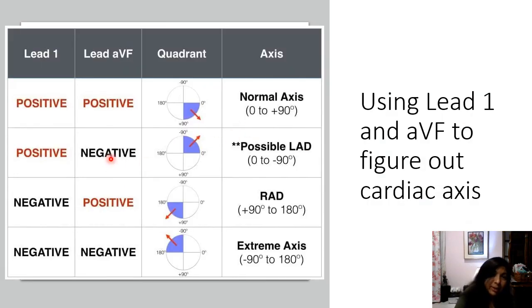This is a table showing you how you can interpret your cardiac axis very roughly based on lead 1 and aVF, which are the two that we saw earlier at 0 and 90 degrees. From what we saw, if they're both positive, you have a normal axis. If lead 1 is positive and aVF is negative, then it's probably a left axis deviation. If you have a negative lead 1 and a positive aVF, it's probably a right axis deviation. If both are negative, it's an extreme axis and it's no man's land. It doesn't happen.